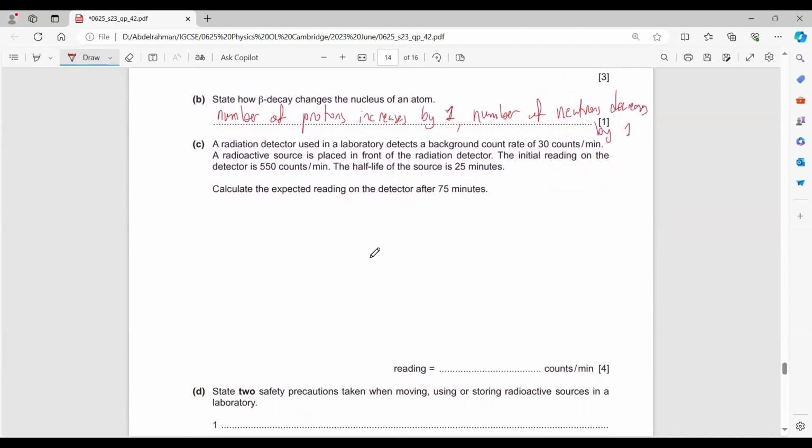A radiation detector used in a laboratory detects a background rate of 30 counts per minute. A radioactive source is placed in front of the detector. The initial reading is 550. The half-life is 25 minutes. Calculate the expected reading after 75 minutes. What should I do? We have to get the number of half-lives. 75 divided by 25 is 3 half-lives. What do I mean by 3 half-lives? It means I would divide by 2, 3 times.